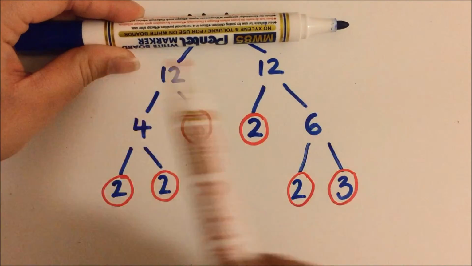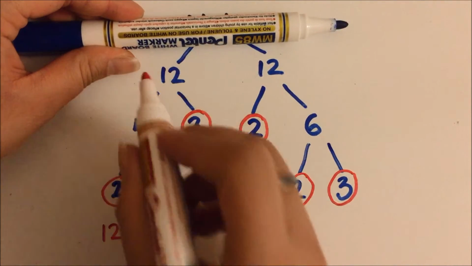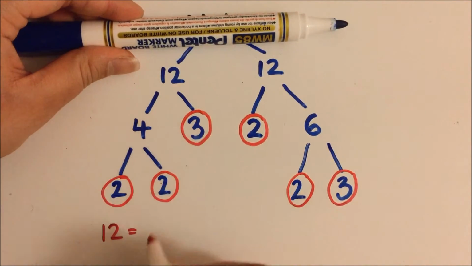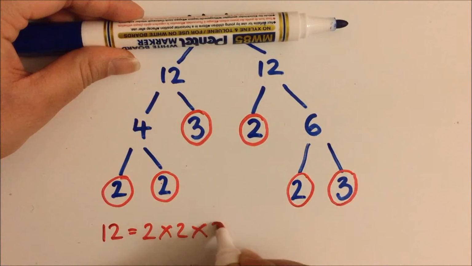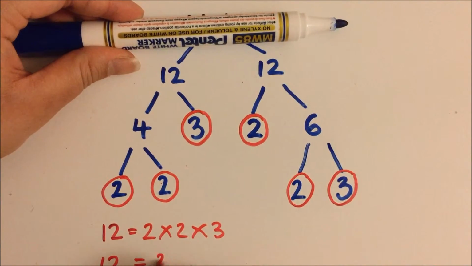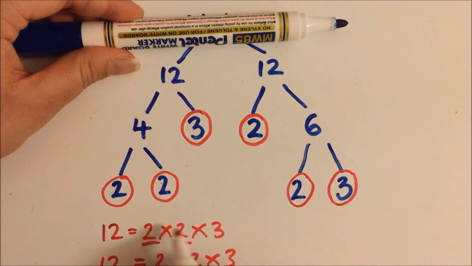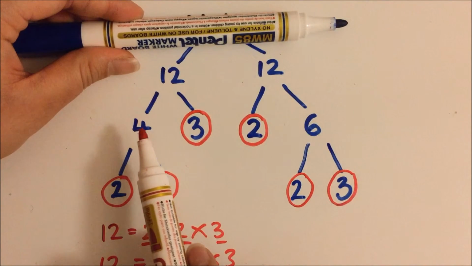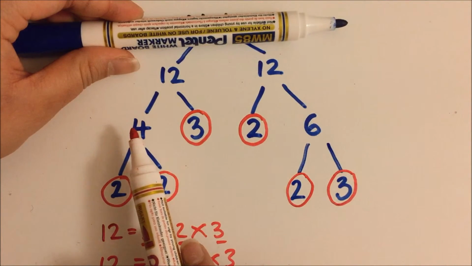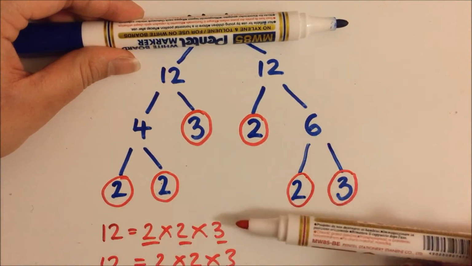So let's forget the 144. Let's write down 12. Well, 12 will be a combination of 2 times 2 times 3. And according to this tree, it will be 2 times 2 times 3 is 2 times 2 times 3. So we've got 2 2's in both of them and 1 3 in both of them. So it doesn't really matter which way you go. So it doesn't matter if you decide to do 4 times 3 or 2 times 6. At the end, you will get the same answer.